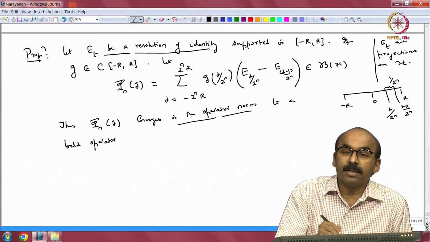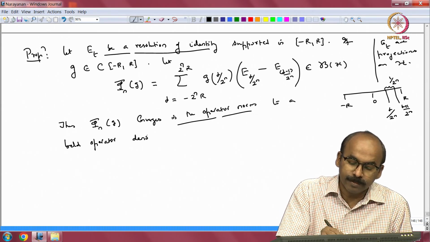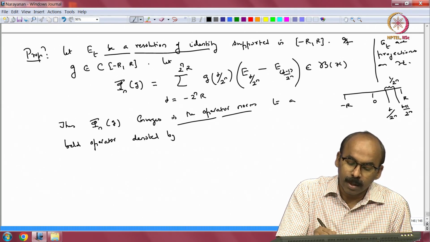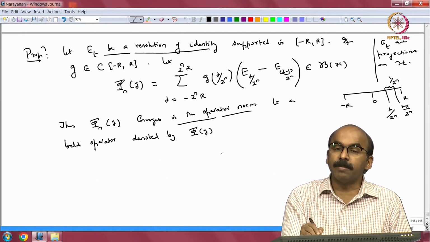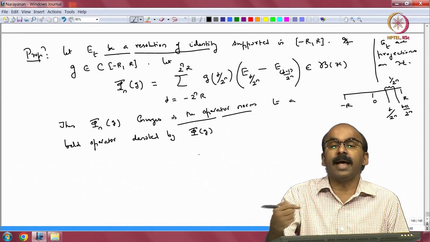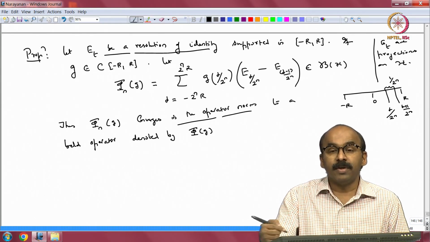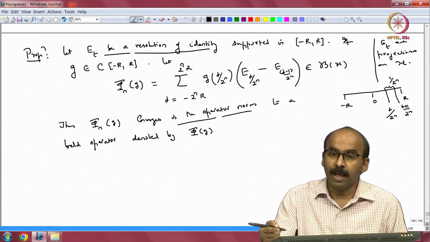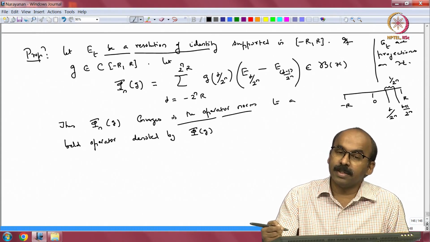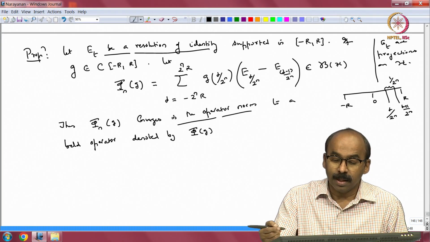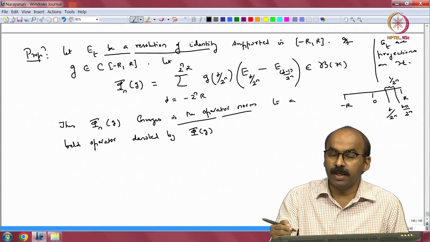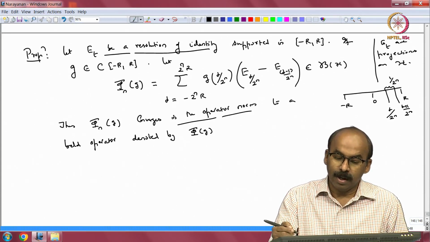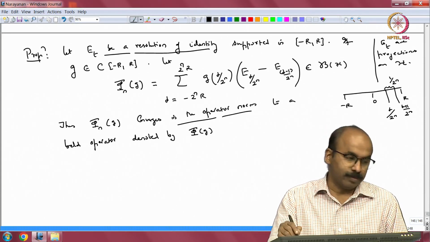So, we need some notation for that, denoted by phi of g. So, there is no subscript n. Phi_n(g) is like the nth Riemann sum of g with respect to the resolution of identity, right. That is what we are doing, phi_n(g), and the claim is that phi_n(g) converges to phi(g), which is the notation phi of g, a bounded operator, in the operator norm. Okay.